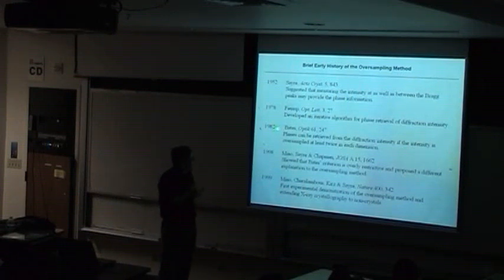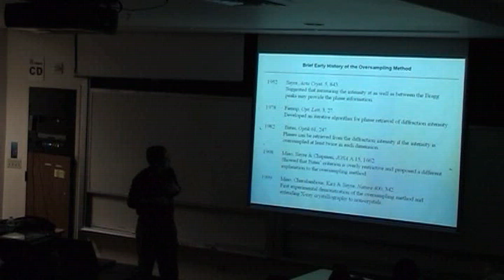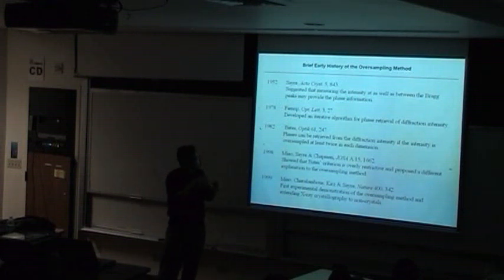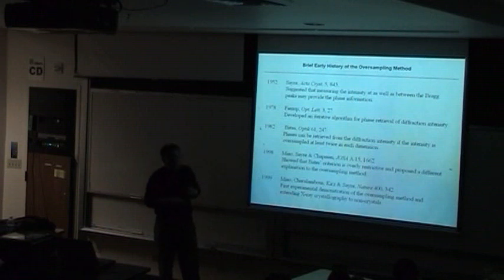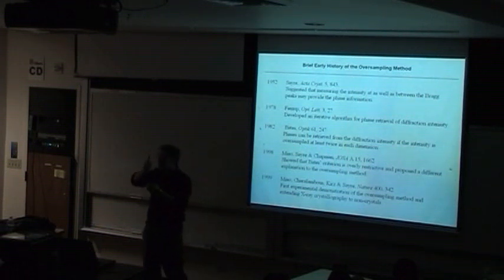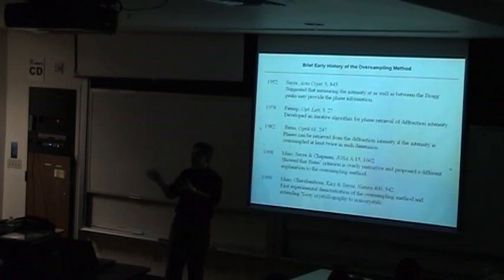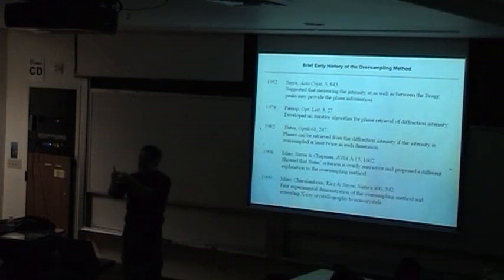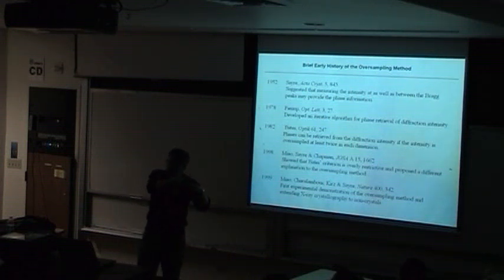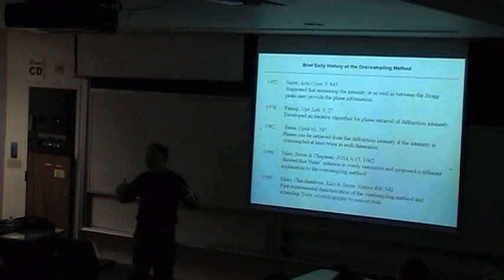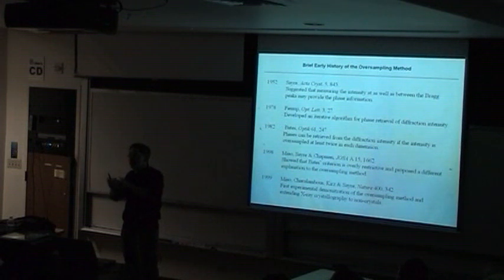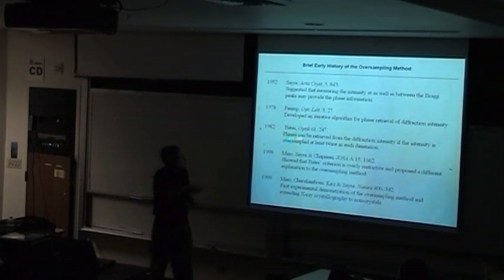Then in 1982, partially based on Sayre's paper, it was claimed that in order for the phase to be retrieved from diffraction intensity, the intensity must be oversampled at least twice in each dimension, which means you measure it at the Bragg peaks, but also between the Bragg peaks. The reason is that many of you are familiar with Fourier theory. With any object, you get the Fourier transform, or a diffraction pattern. If you do the inverse Fourier transform of the diffraction pattern, you get an autocorrelation function. The size of the autocorrelation function is twice as large as the object itself. That's based on his argument.